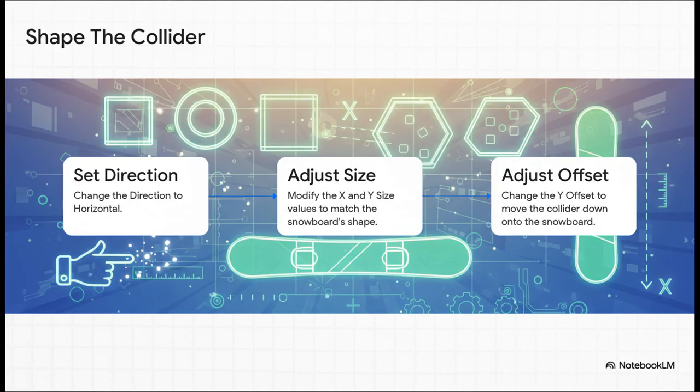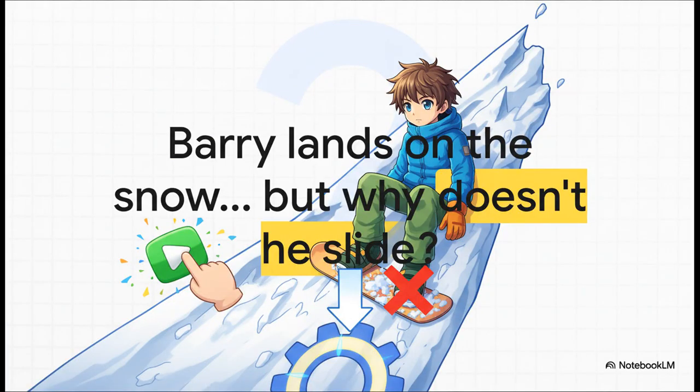And finally, you'll notice it's centered on our pivot, but the board is down below. So I'll adjust the offset Y value, dragging it down, down, down until that green outline is perfectly hugging the snowboard graphic. Done. Okay, the collider is shaped up. I'm going to rotate Barry back to his normal angle, and let's hit play. Let's see what happens. And yes, success. He lands right on the snow. He doesn't fall through.